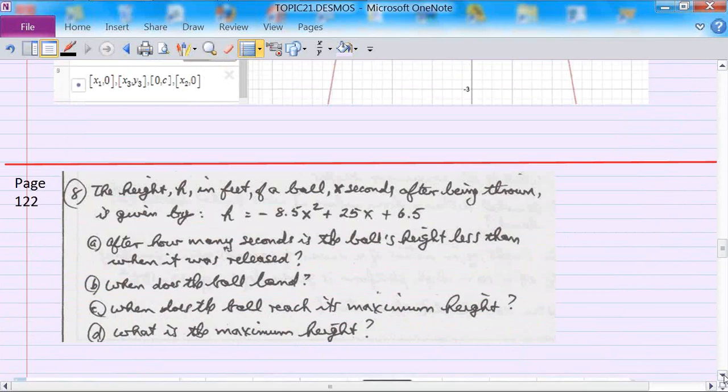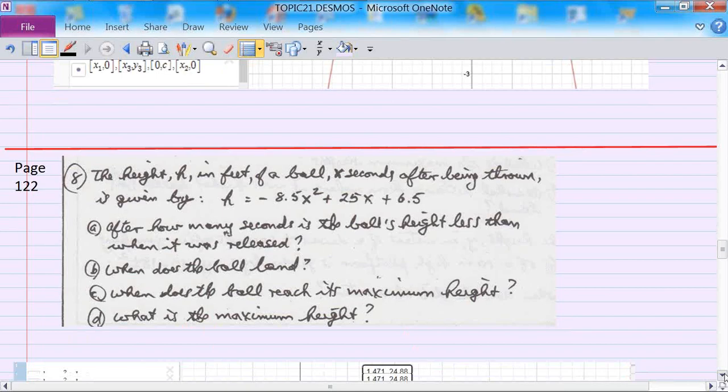Now, here we have page 122, number 8. The height in feet of a ball x seconds after being thrown is given by h equals minus 8.5x squared plus 25x plus 6.5. After how many seconds is the ball's height less than when it was released? When does the ball land? And when does the ball reach its maximum height? What is the maximum height?